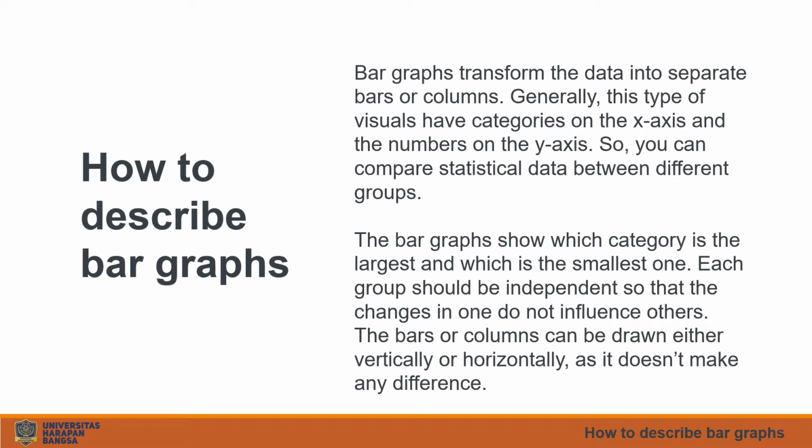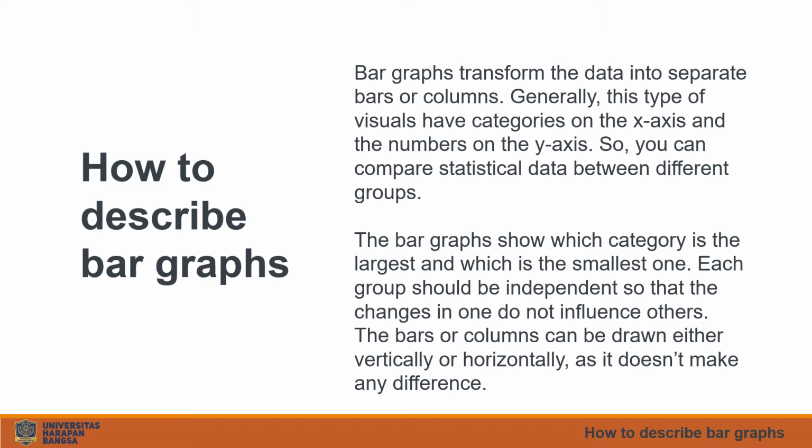Okay, now how to describe bar graphs. Bar graphs transform the data into separate bars or columns. Generally, this type of visual has categories on the x-axis and the numbers on the y-axis, so you can compare statistical data between different groups.